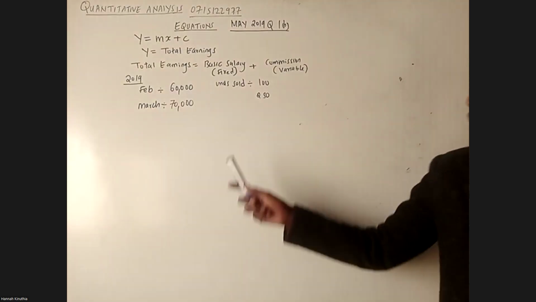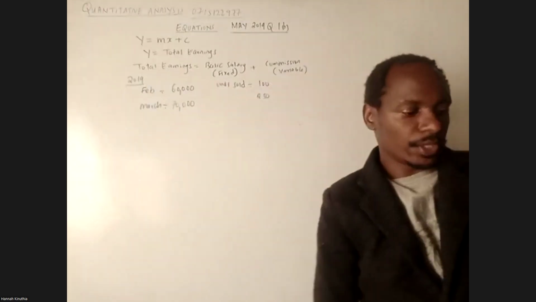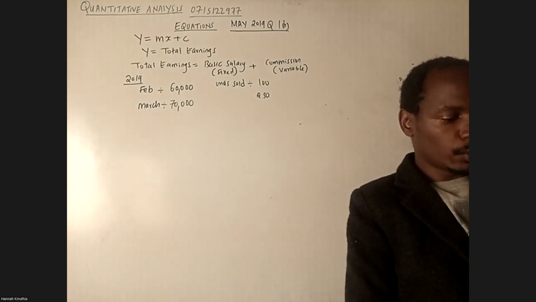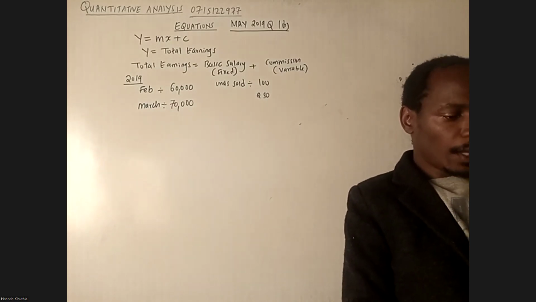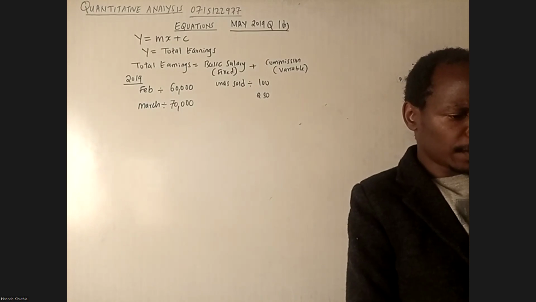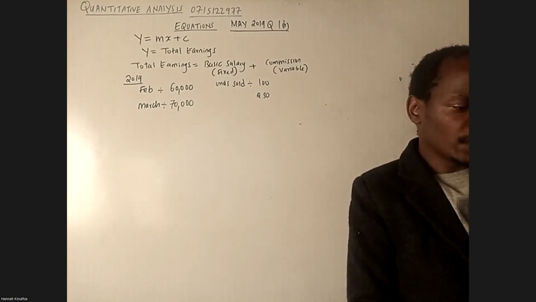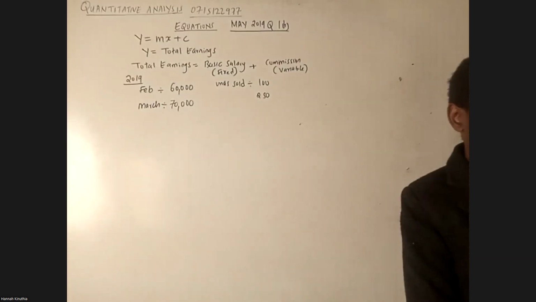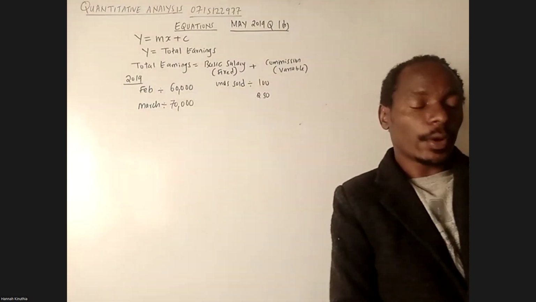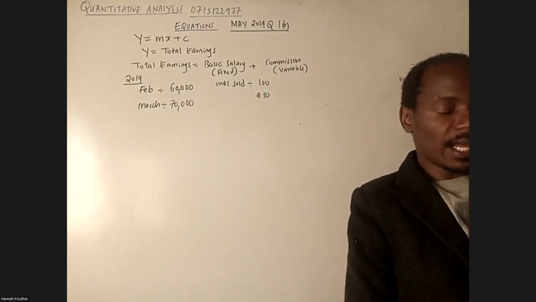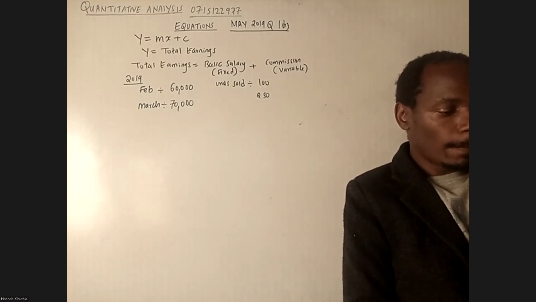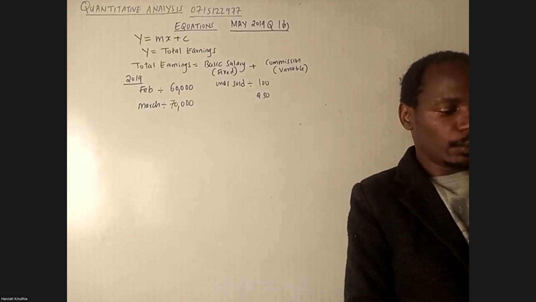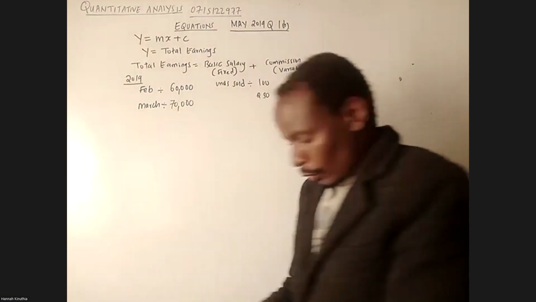Now you have said we shall use this normal equation y is equal to mx plus c to determine the total earnings. In this aspect, you can see that our y is our total earnings. Then x is our commission, which depends on m. M is the number of units sold. So m represents the number of units sold, and then our c is our fixed item, which is our basic salary. So we can come up with the equation.